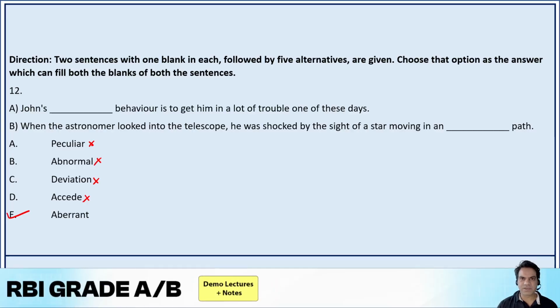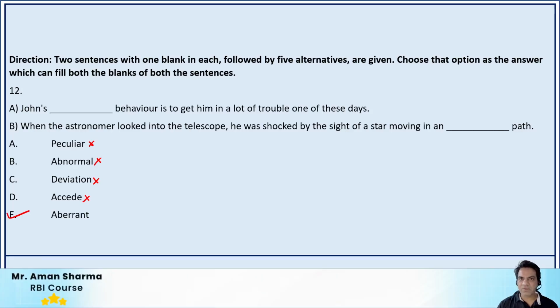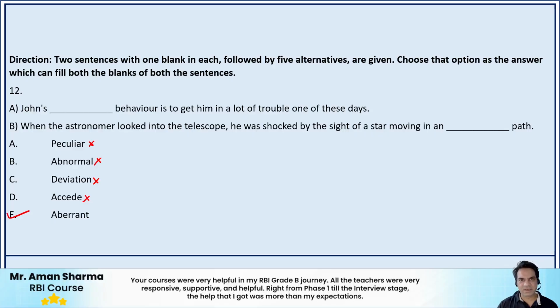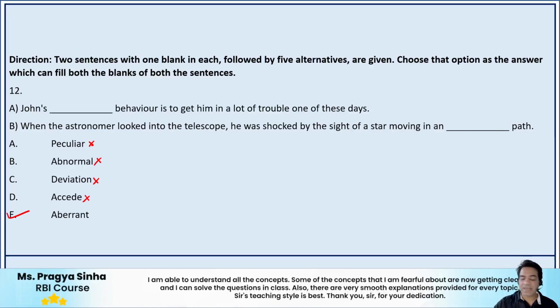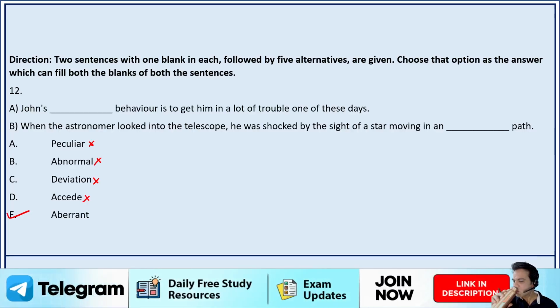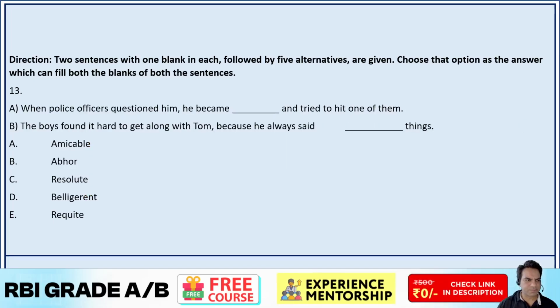So option E is your correct answer. Aberrant is the right word, not abnormal. Abnormal behavior is correct, but abnormal path of a star does not fit in scientific terms. So stars don't move in abnormal paths. They can, on the other hand, have an aberrant path. All right, guys, so option E is your correct answer.